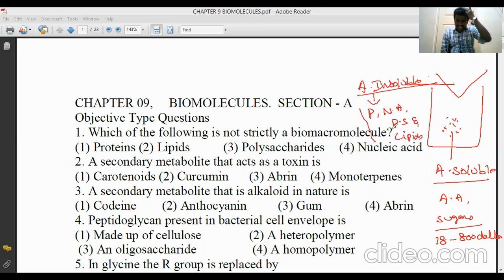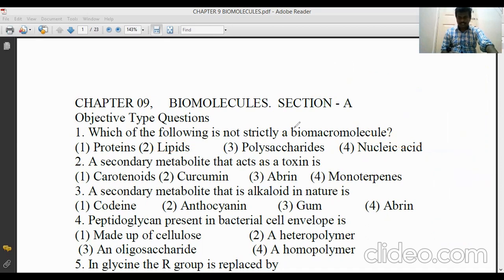In this acid insoluble fraction, the molecular weight is 10,000 Daltons, except for lipids. The lipid molecular weight is 800 Daltons. So lipids are not considered strictly biomacromolecules, although they come under the acid insoluble fraction. Because the molecular weight of lipids does not exceed 800 Daltons, the correct option in this question is lipids, option 2. The remaining proteins, polysaccharides, and nucleic acids come under biomacromolecules.